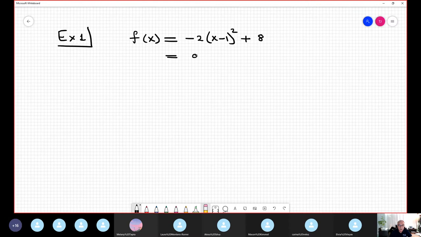Let me copy the vertex form. It is a times x minus h squared plus k. So perfectly, we can identify who is a, who is h, and who is k. Be careful with the sign. Who is a? What value is associated with a?